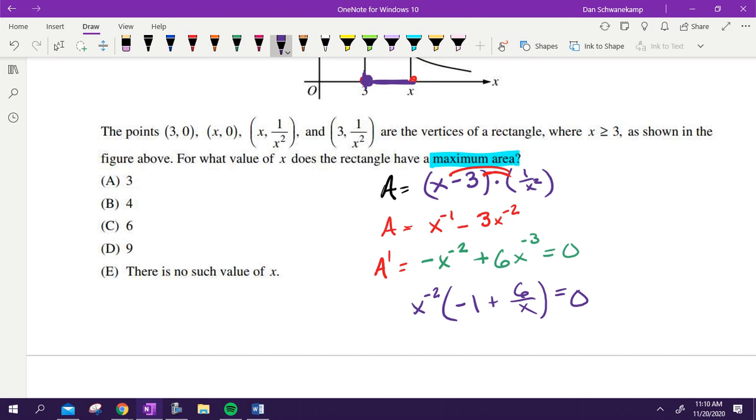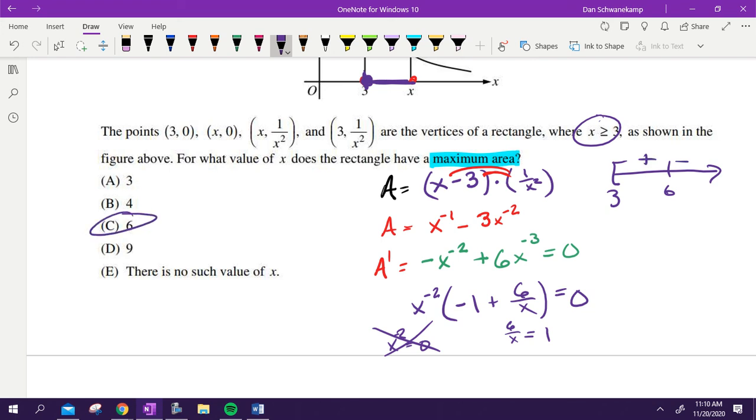I want to know when this is equal to 0. X to the negative 2 equals 0. Do we really care about that answer? Because it can't be 0. We said that x has to be greater than or equal to 3. And so that doesn't fit. So it's not that one. So that means I'm just solving this. If it's 6 over x equals 1, because I would just take that 1 over, what does x need to be? 6. And you could plug in some numbers, but you will find out that it will go from positive to negative there. That makes 6 a maximum.